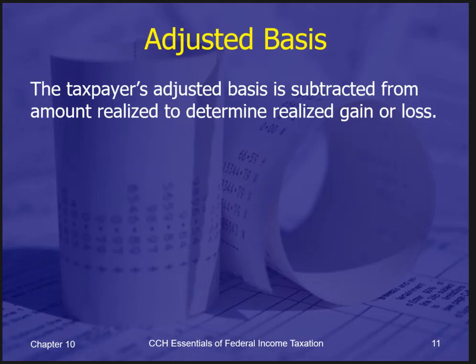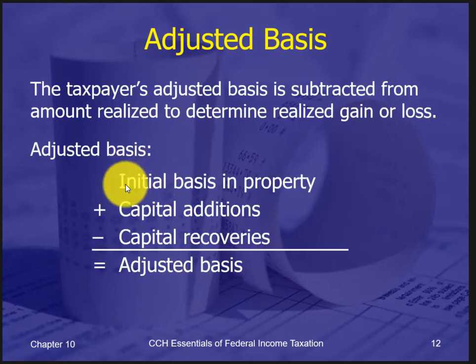So what is this adjusted basis? Well, start with the initial basis. Most of the time, that's what we paid for it originally. Then if there's anything that adds to that, capital additions, we add that, and we subtract out capital recoveries, the biggest one being depreciation. That gives us our adjusted basis at any given time on a property. So at the time that we're going to sell it, we can figure out the adjusted basis by knowing these three things.